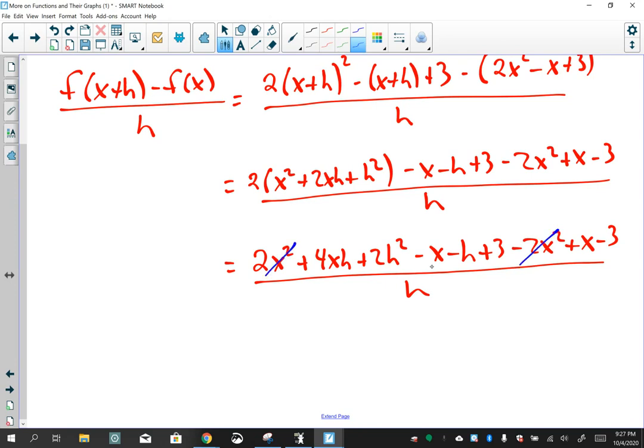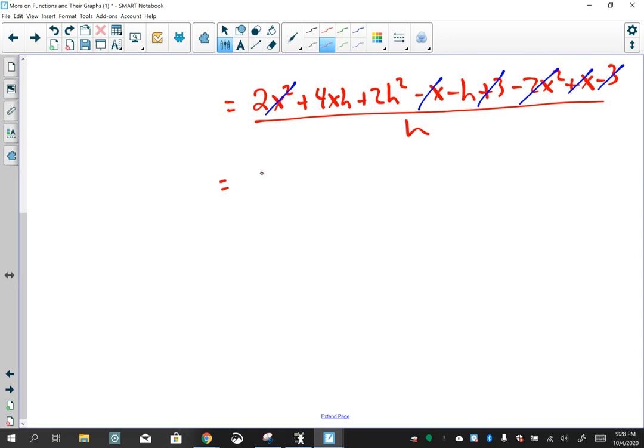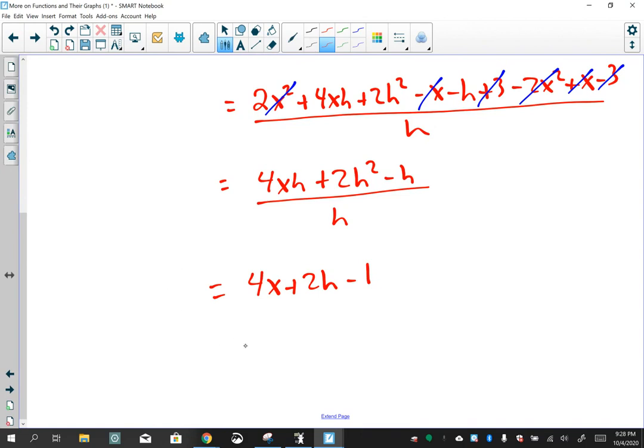That and that cancel. This and this cancel. That and that cancel. So this gives me 4xh plus 2h squared minus h all over h. And this will simplify down into 4x plus 2h minus 1. And that is your final answer on the difference quotient. Okay. All right. That is section 2.2, more on functions and their graphs.